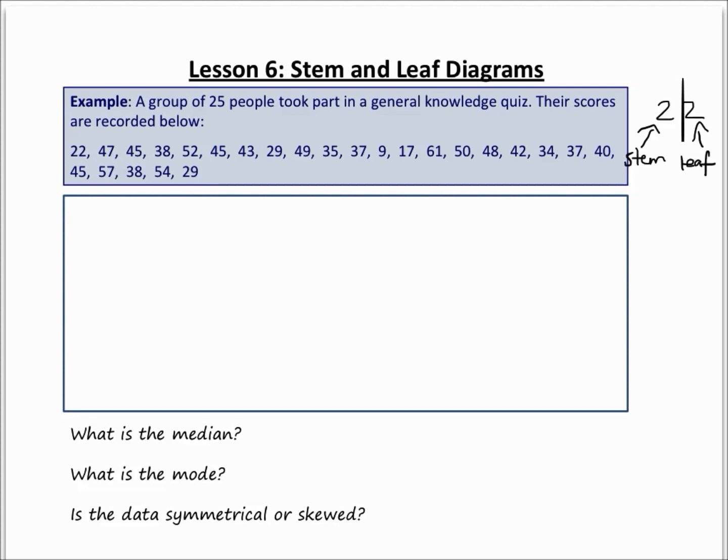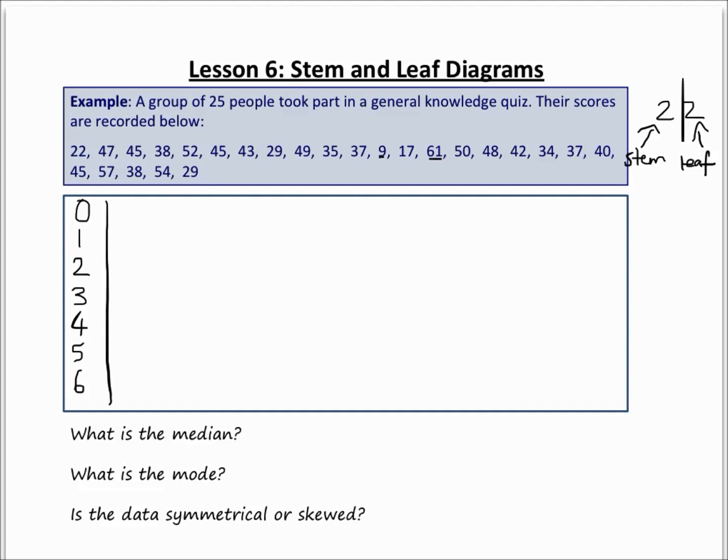The way we set up a stem and leaf diagram is we draw a line, and on the left hand side we put down first all the stems we're going to need. So my lowest value there is 9 and my highest value is 61. So in the tens column I'm going to have 0 all the way up to 6 representing 60. Okay, and then I'm going to fill in my data on the stem and leaf diagram.